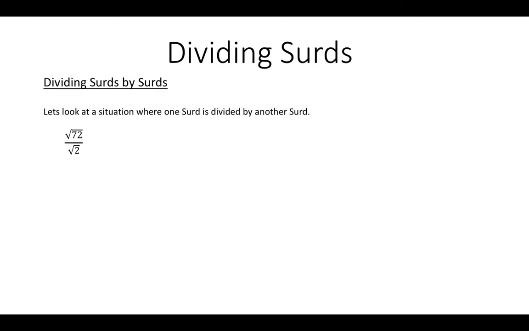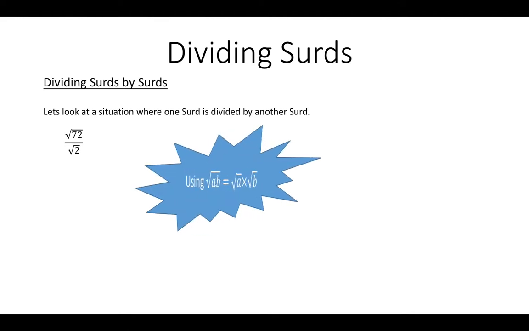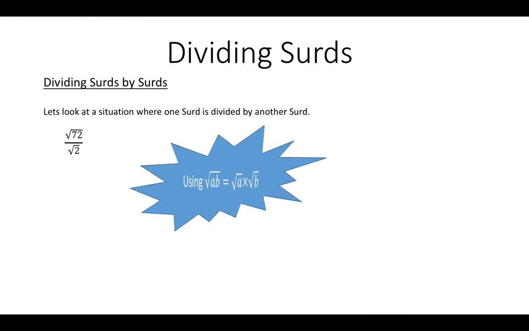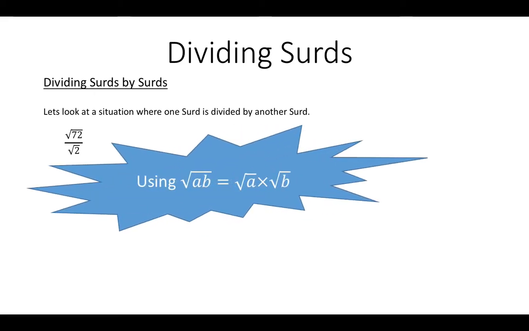So here we have root 72 divided by root 2, and if you remember, once again, we have this rule that tells us the square root of a times the square root of b gives us the square root of a times b. Or, in reverse, if we take the square root of a product of two things, then we can split them back up into the two separate surds.